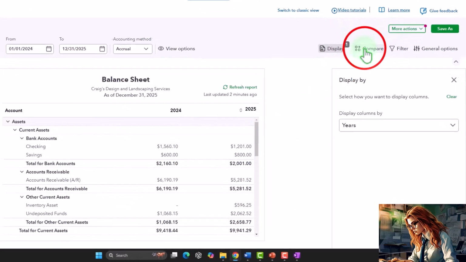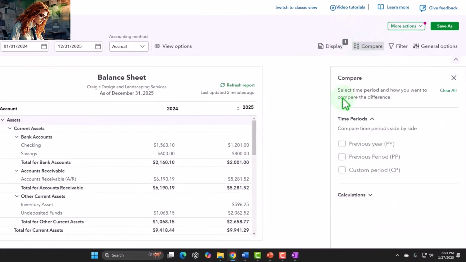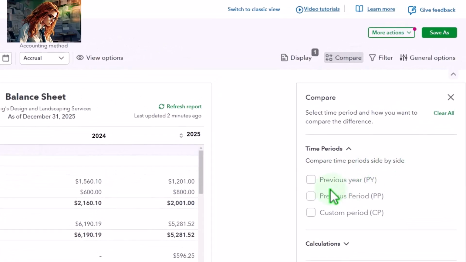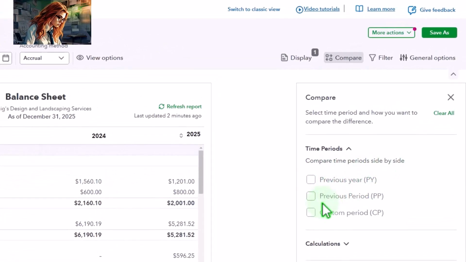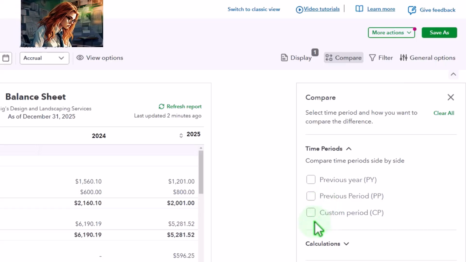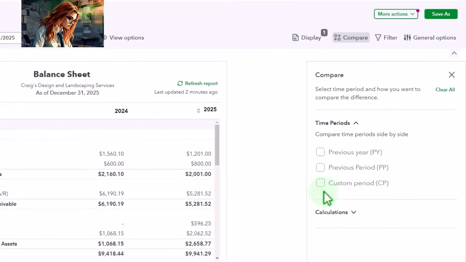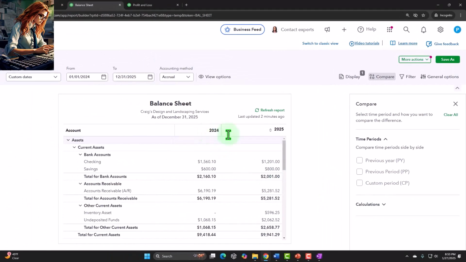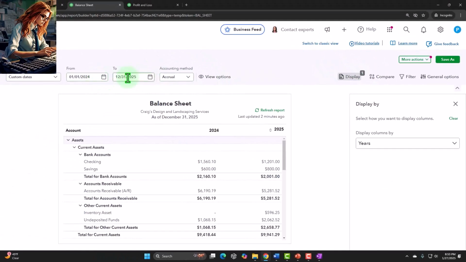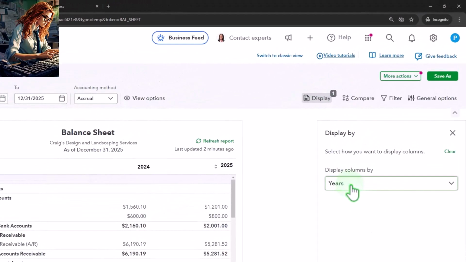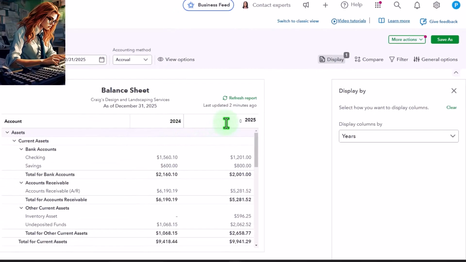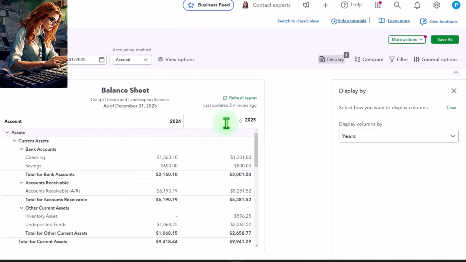So the next thing we have is this compare item. So now we can compare time periods side by side. So to the previous year, previous period, and custom period. Now we'll talk more about creating these comparative reports later, but you'll recall that we made this comparison by basically just selecting a 2-year time frame and then displaying it in years, which gave me this breakout. So that's one way that you can do a type of comparative report.